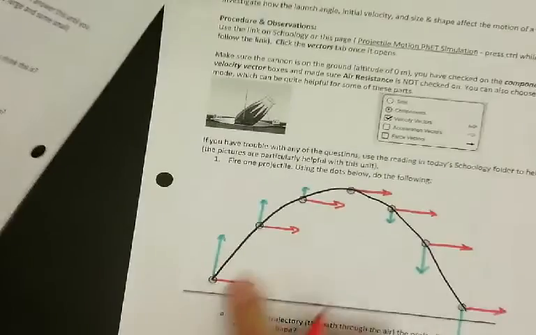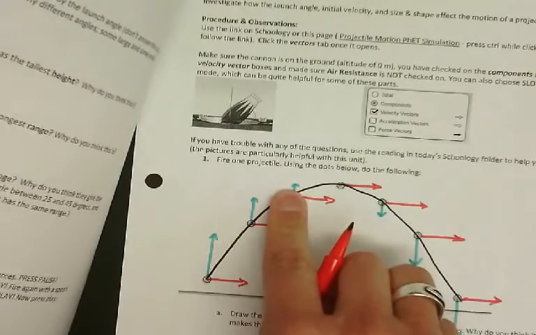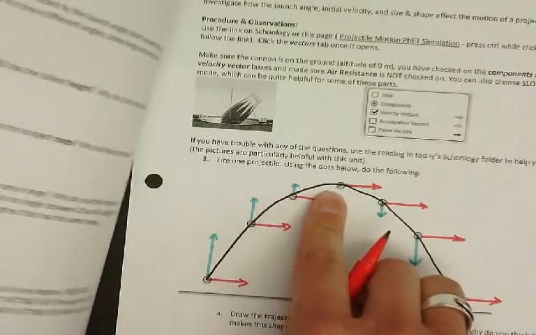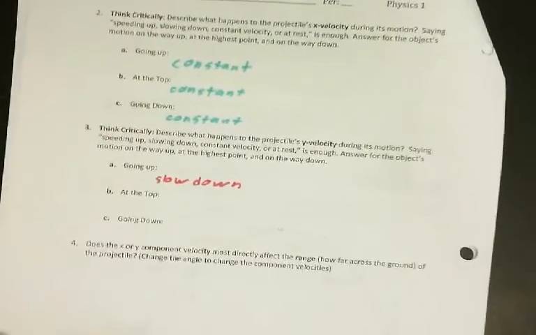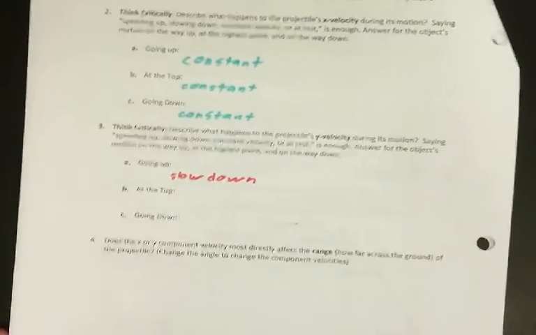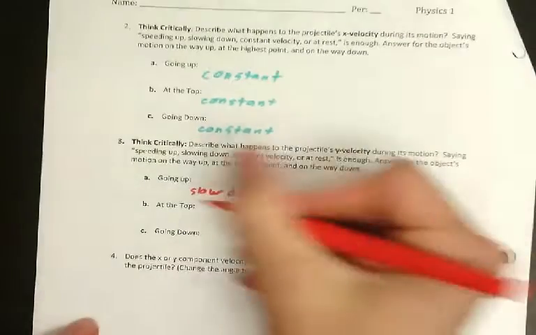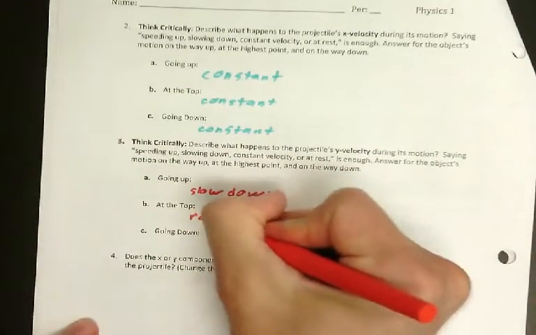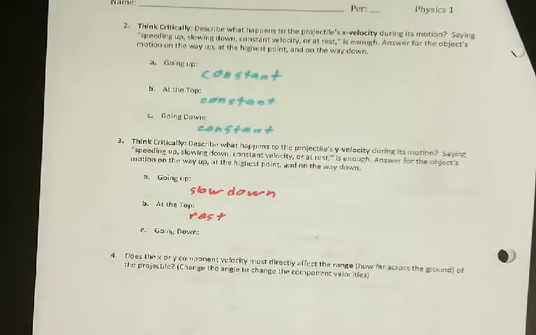So you can see that they get smaller on the way up. Cadence, what do you think is happening at the highest point? Good guess. It's almost constant. It's close to constant. It's at rest. Yeah, it's 0. You're close.